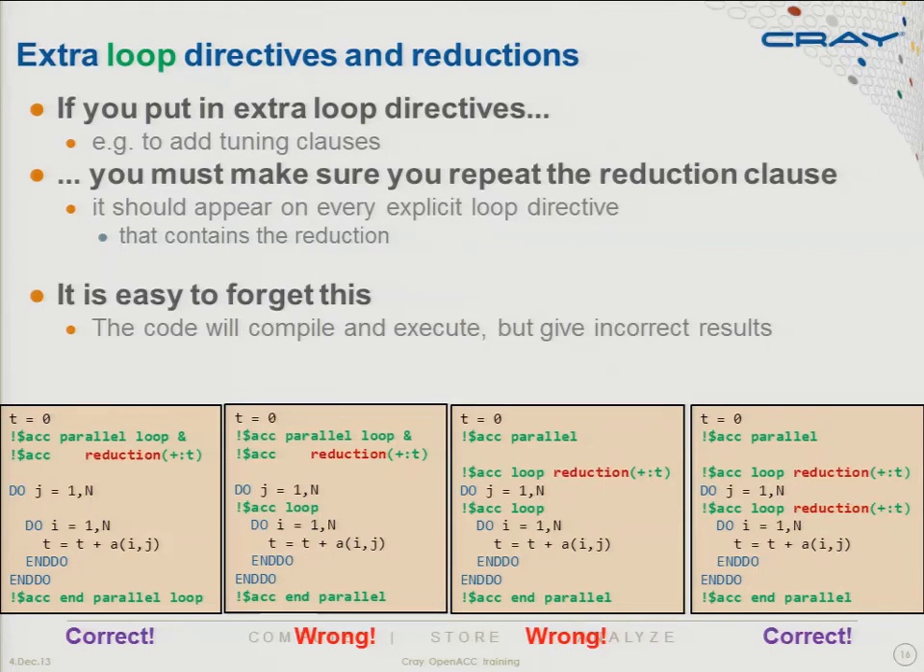Either way, this code will be wrong because there is a reduction on T in here, and I forgot to say reduction. I don't need to say reduction here because it's only if I put a loop directive in myself that I must repeat the reduction clause. Here again, I forgot it. This was all right because I've put a reduction on every loop directive. I just didn't say parallel loop. I've separated them there. So that would be all right, and that would be all right. These are wrong. It's very easy to forget this. The code actually probably runs faster here, but that's because it's doing the wrong thing, and you get the wrong answer.